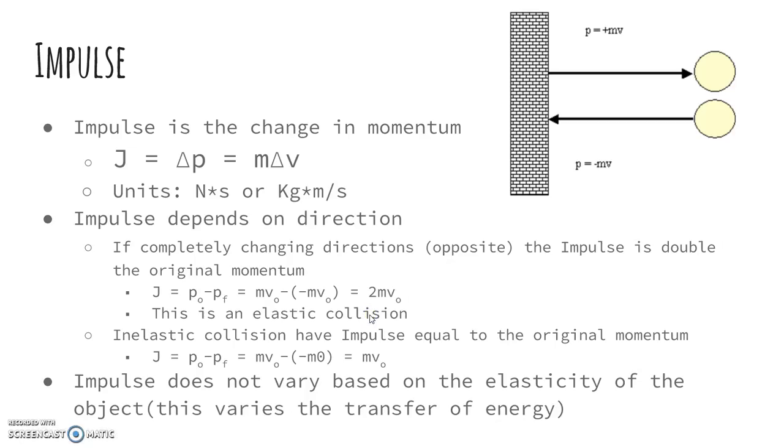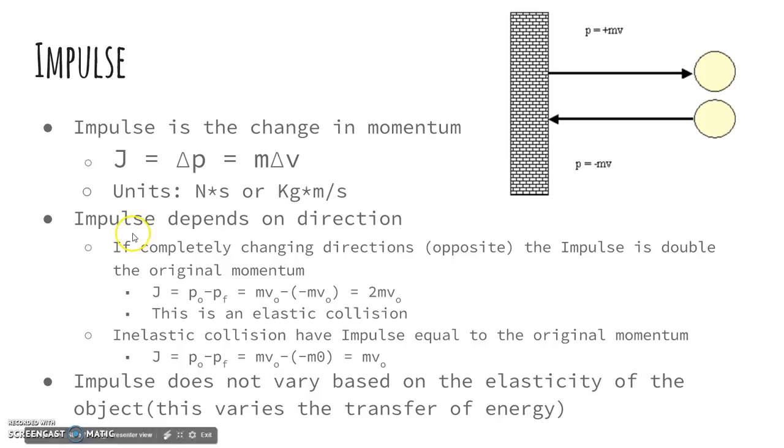So impulse. Impulse is another new thing for you now. Impulse is represented by J, and J is the change in momentum. And since mass is almost always a constant in most problems, it's basically the same thing as m times delta v, or mass times the change in velocity. So the units for this are also newtons times seconds, or kilograms times meters per second. And the most important thing about impulse is that it depends on the direction.